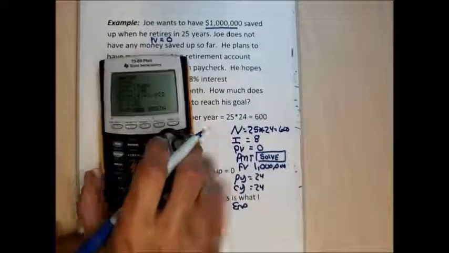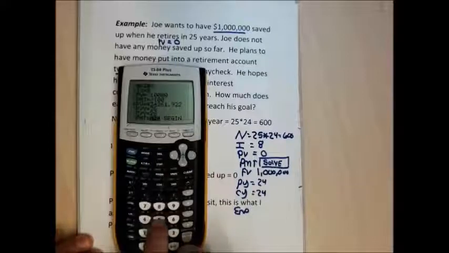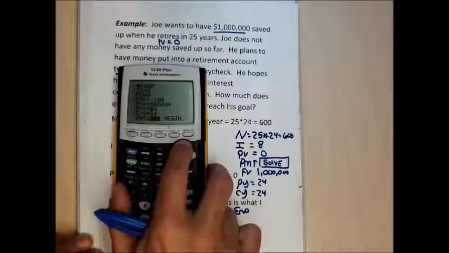So let me try to figure this out. I'll go right to the top of my screen, and for the N, I'm going to type 25 times 24, or just the number 600, 8 for the interest rate, 0 for the PV. I'm going to ignore the PMT. I'm going to type 1 million for the future value and 24 for the PY and the CY.